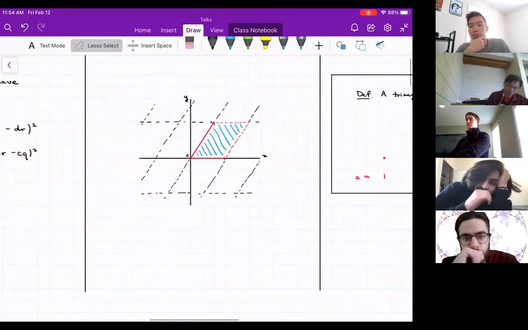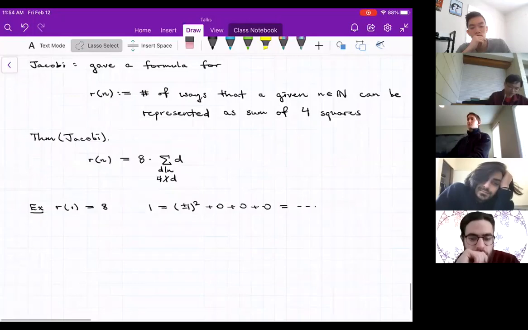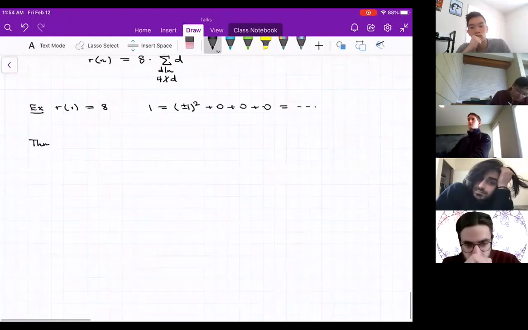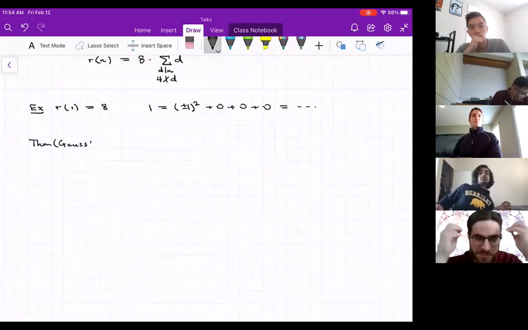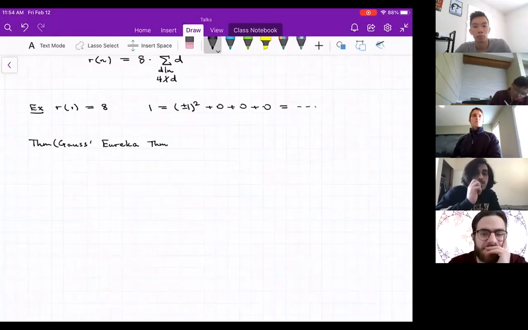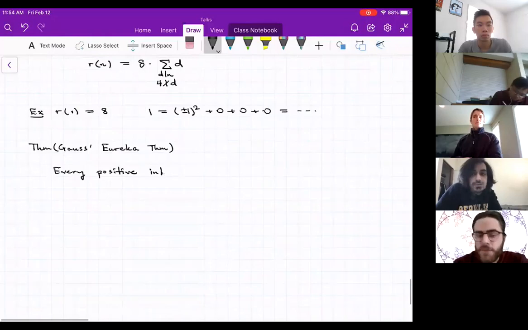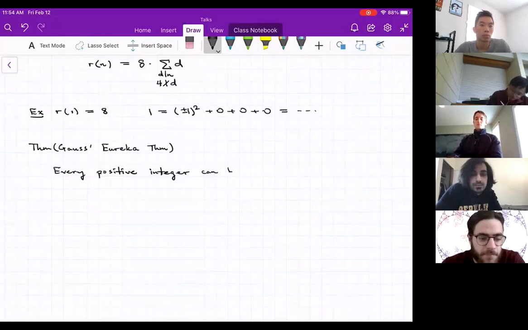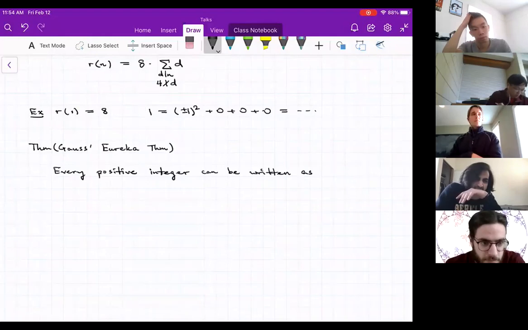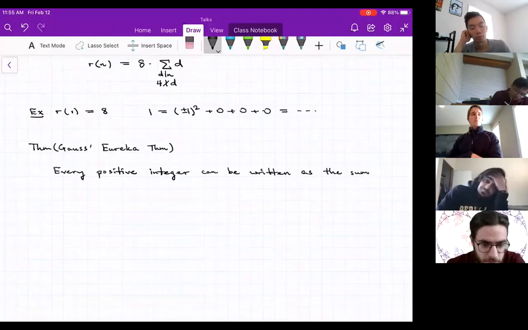Okay. So now let's state the result. This is a theorem due to Gauss, and it's called Gauss's Eureka Theorem. The statement is that every positive integer can be written as the sum of three or fewer triangular numbers.